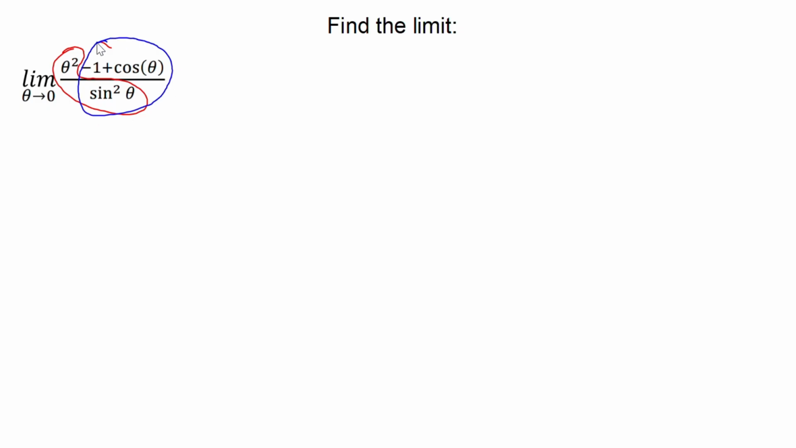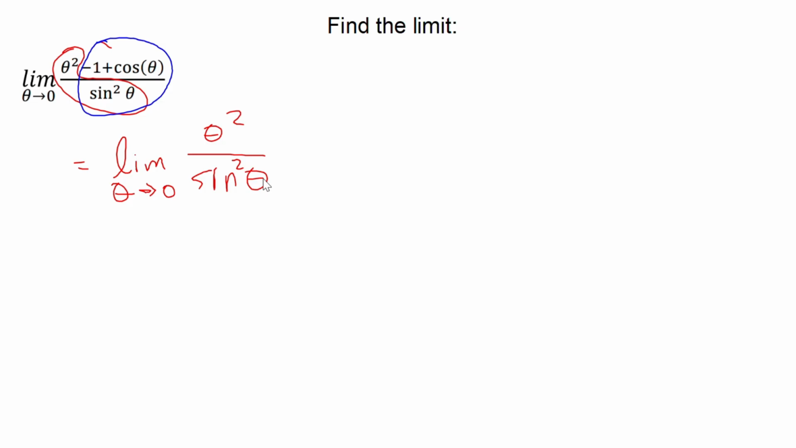Right? And so we can do that because we're just adding those two together, and we can always separate limits using addition. So I have the limit as theta approaches 0 of theta squared over sine squared theta. And then we're going to have a limit as theta approaches 0 of negative 1 plus cosine theta over sine squared theta.